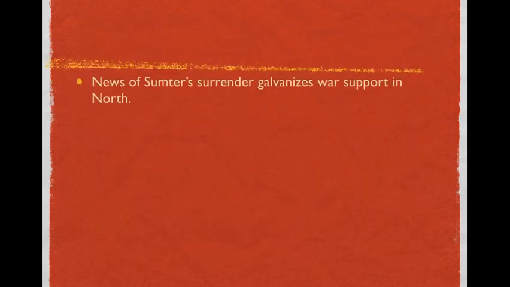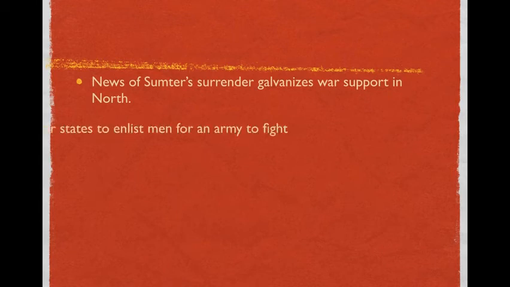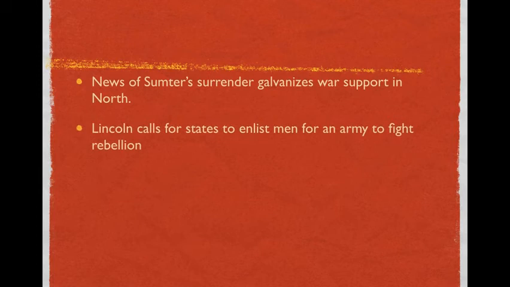Once the fort does surrender, it galvanizes, it fires up both sides of the country. The South sees this as a great victory. The North, of course, sees this as something of treason, something that needs to be avenged. So what Lincoln does is Lincoln calls on states to enlist men for an army to fight rebellion.